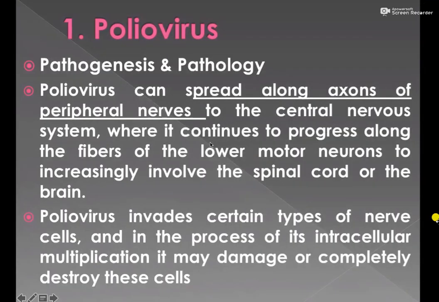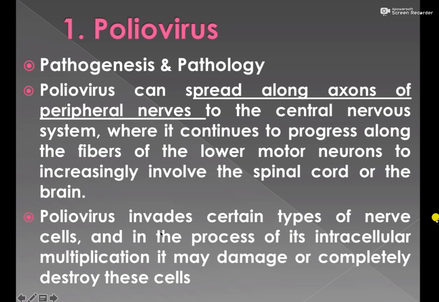So there are two main ways the infection continues to progress along the fibers of the lower motor neurons. Replication of the virus in the fibers of lower motor neurons increasingly involves the spinal cord or the brain, mainly the spinal cord, lower motor neuron. As we see in the motor neuron, there will be damage.